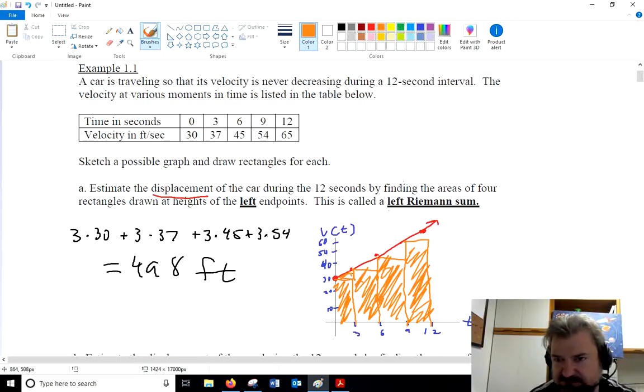So we have some. Why can't I choose that color? There it goes. So yeah, we have some missing places here. So I would say that we probably have underestimated the distance that this vehicle drove. So that's called a left Riemann sum.